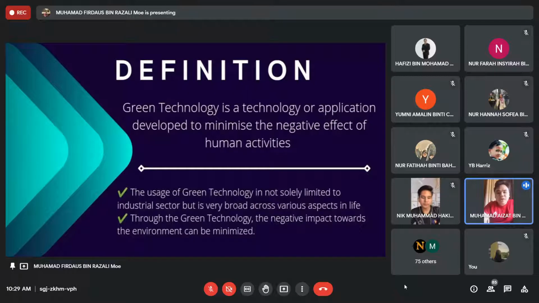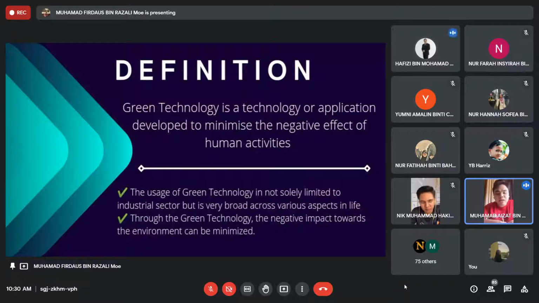Okay, so we are going through the definition of green technology. Green technology is a technology or application developed to minimize the negative effect of human activities. Maksudnya teknologi hijau ni adalah sebuah teknologi ataupun aplikasi yang kita gunakan untuk kita kurangkan kesan buruk daripada aktiviti manusia. Example of human activities, kita boleh tengok pembalakan dan sebagainya.